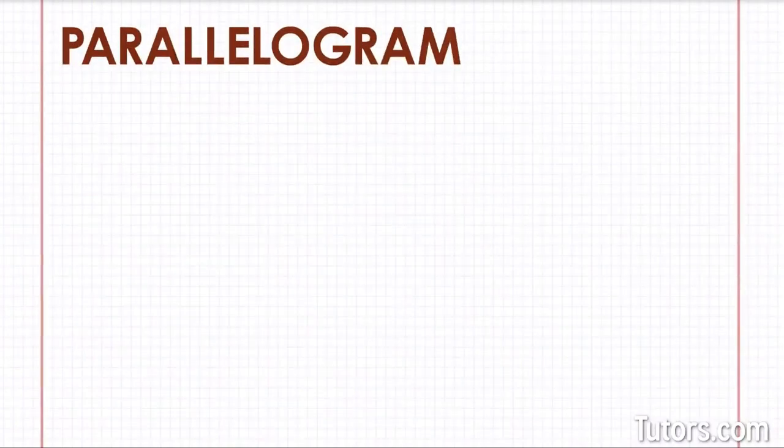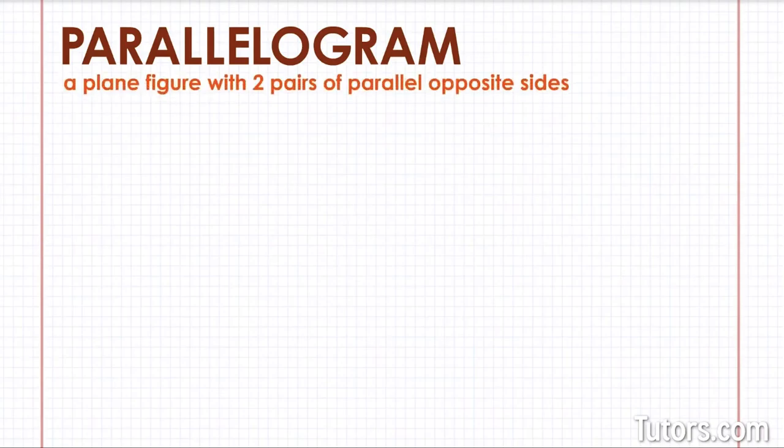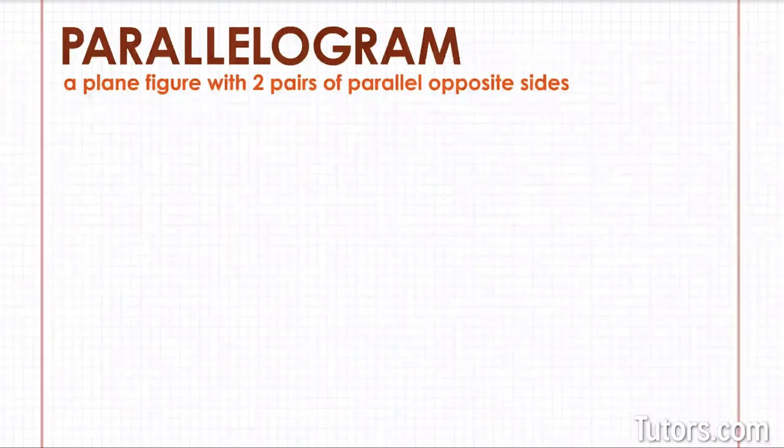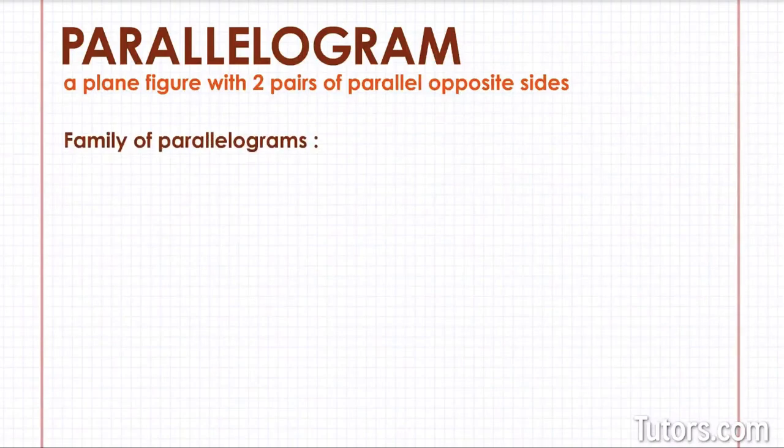Let's go over the names for parallelograms. The name, parallelogram, gives away one of its identifying properties, which is two pairs of parallel opposite sides. A parallelogram does not have other names. Other shapes, however, are types of parallelograms. These geometric figures are part of the family of parallelograms.